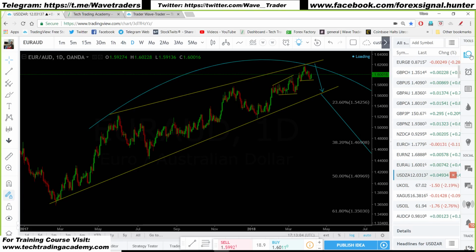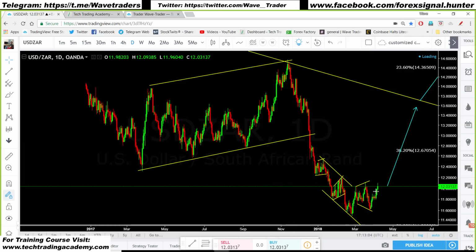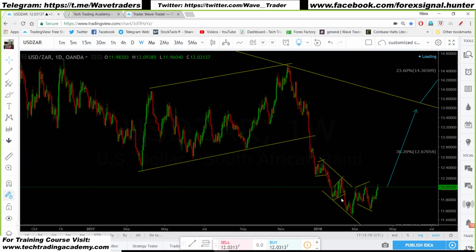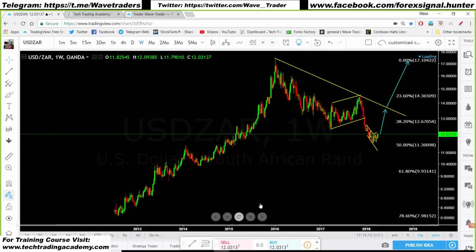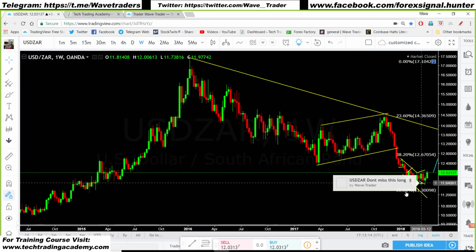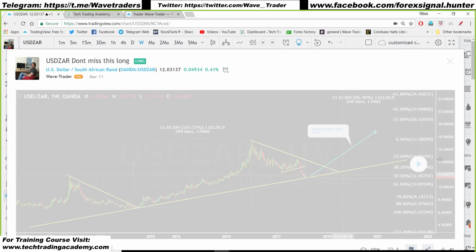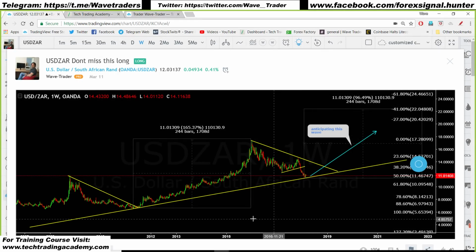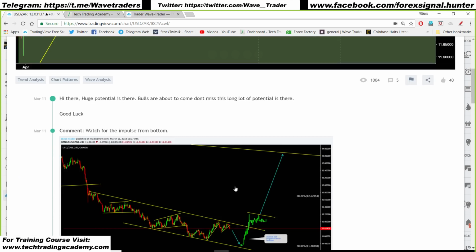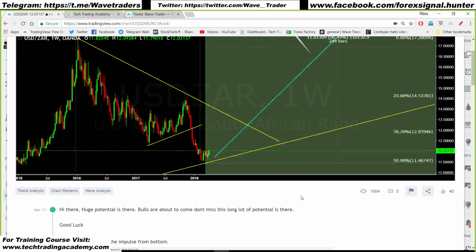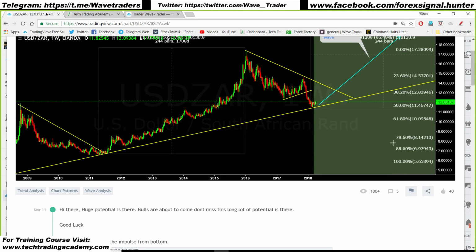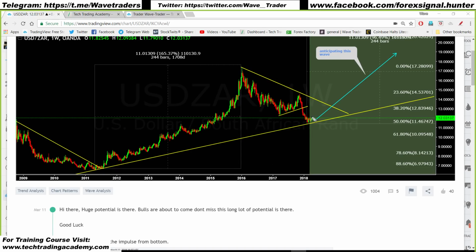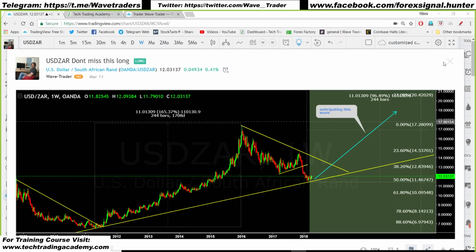So dollar rand. Finally dollar rand started to move. Slowly dollar rand is just picking up for upside. So a lot to come on it. It is just trying to build the bottom. Yes, a lot to come on it. So at least you're gonna get that trade if you're not gonna get that much wave. At least you're gonna get that wave.